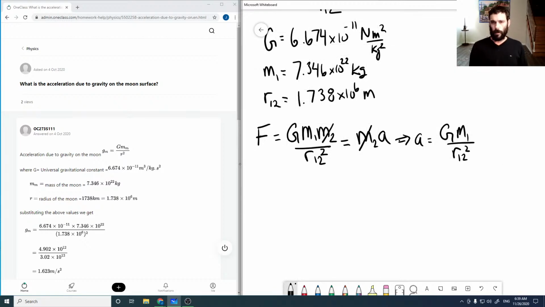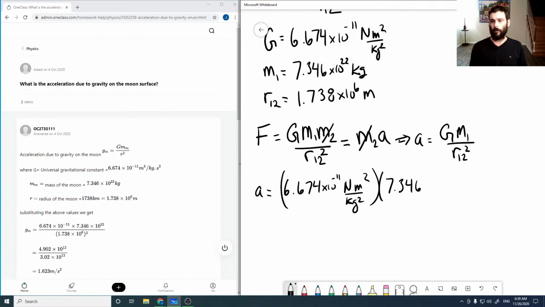Our gravitational constant is 6.674 times 10 to the minus 11 newton meters squared per kilogram squared. The mass of the moon and the radius of the moon is 1.738 times 10 to the 6 meters.